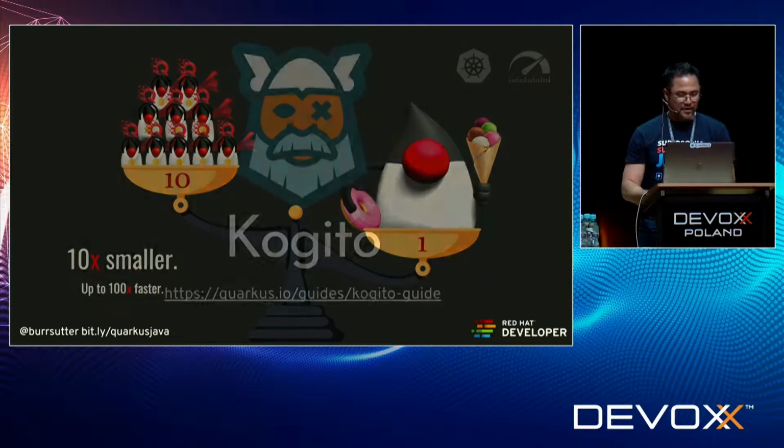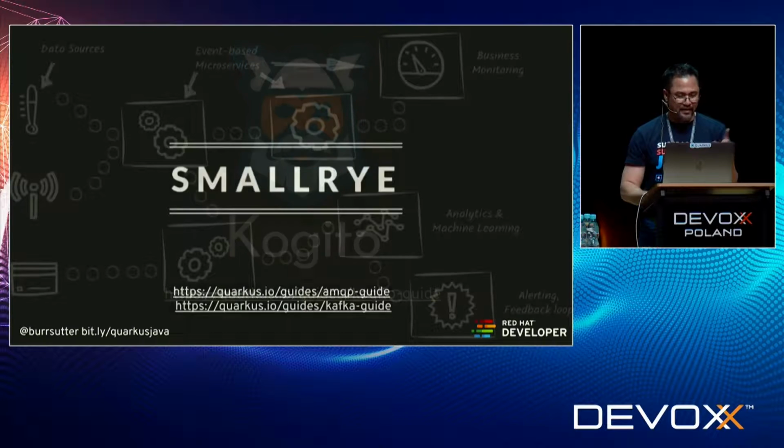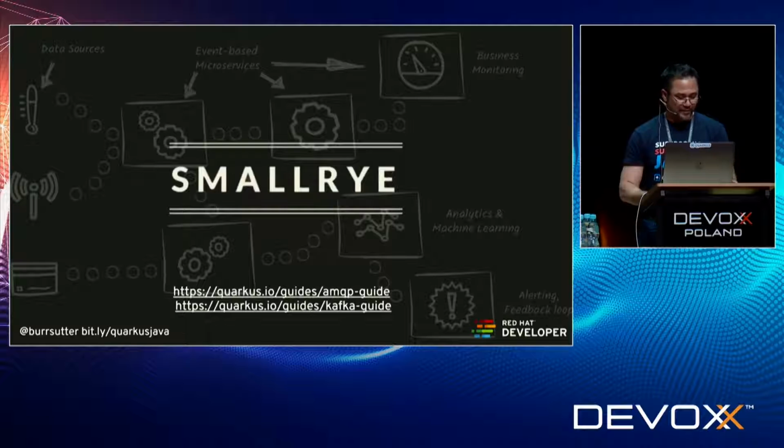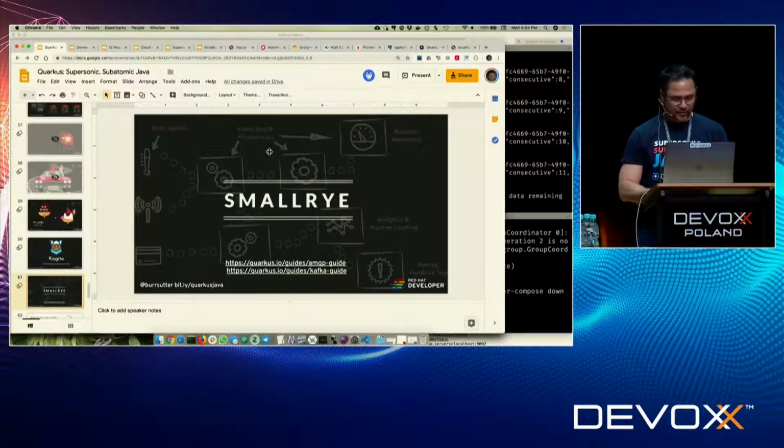But let's do that. I mentioned Cogito already, so you guys hopefully saw the presentation on that. There's the link to it. I want to actually show you the Kafka aspects of SmallRye and reactive messaging and other things. So I want to mostly be in demo mode as we go through this today.